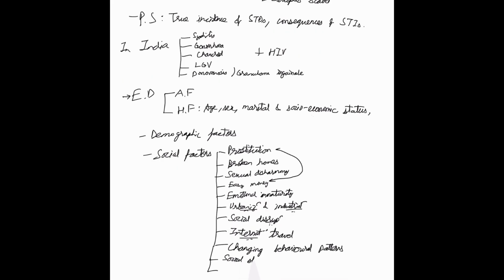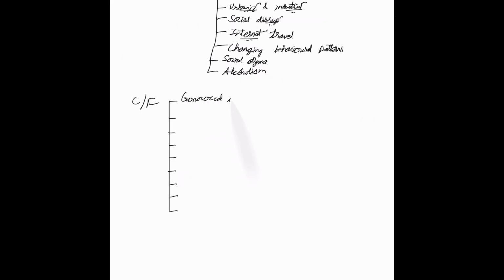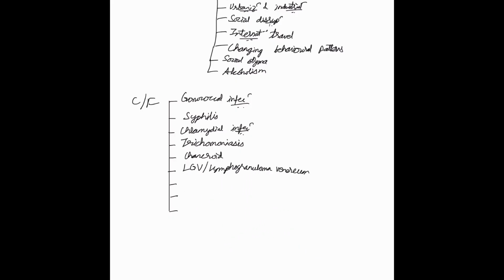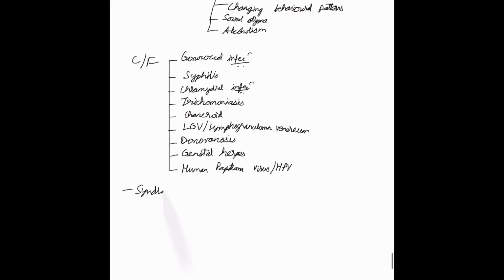So after this, there are clinical features listed for a few of the most common diseases like gonococcal infection, syphilis, chlamydial infection, trichomoniasis, chancroid, lymphogranuloma venereum, donovanosis, genital herpes, and human papilloma virus. Followed by a syndromic approach, in which you have the common sequelae and syndromes. There's a table that would help you in reading the same.